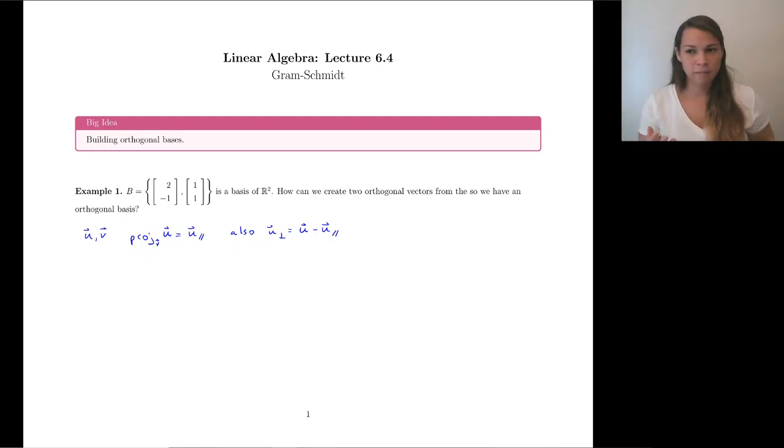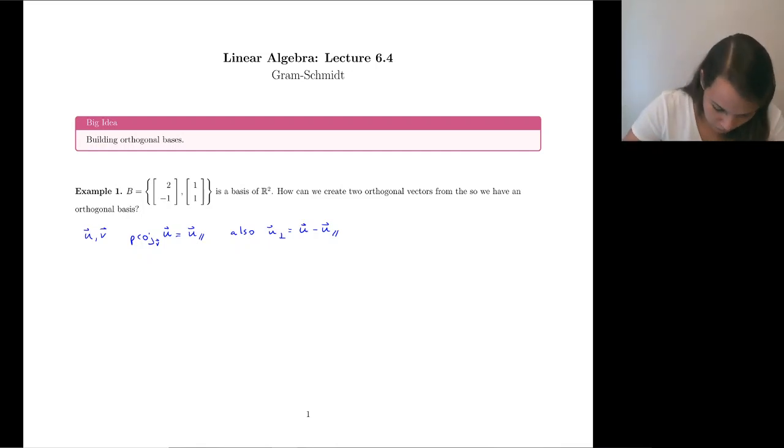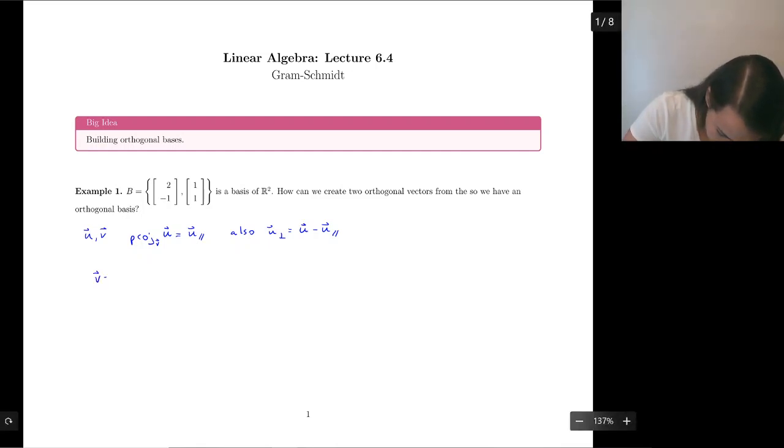So we can take advantage of this. We can start with v, and then if we find u perpendicular, we'll be good. We'll have two orthogonal vectors, both in the same space, because u perpendicular isn't going to go to a different space than u. And so we'll have a basis for the right space. So let's say that v is our first vector, (2, -1), and u is our second vector, (1, 1).